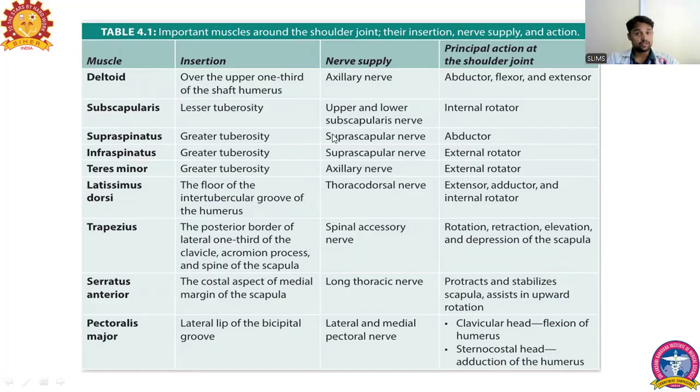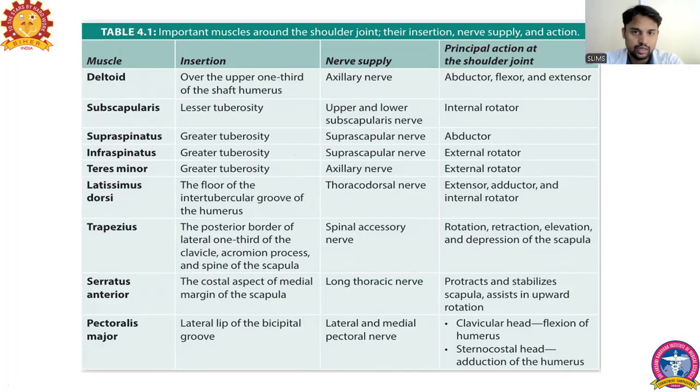The nerve supply of the supraspinatus and infraspinatus will be the suprascapular nerve. And the teres minor is the axillary nerve. So the axillary nerve will supply two muscles, which are deltoid and teres minor. The suprascapular nerve will supply supraspinatus and infraspinatus. So you should know the root value of the supraspinatus. It arises from the trunk of the brachial plexus. So you should know the brachial plexus thoroughly.